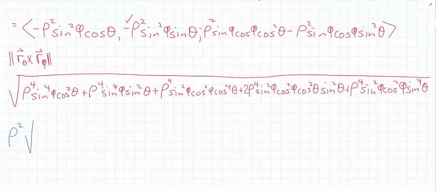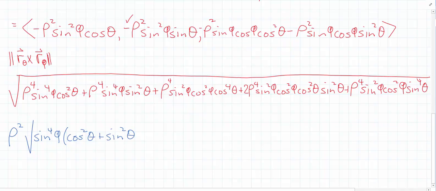Now, here's what I want to do. I notice also, for this first set of terms, I've got sine to the fourth phi. I can factor that out and I get cosine squared theta plus sine squared theta. Now, that came from these terms right here. See, I just factored out sine to the fourth. And I like doing that because I know sine squared theta plus cosine squared theta is 1.